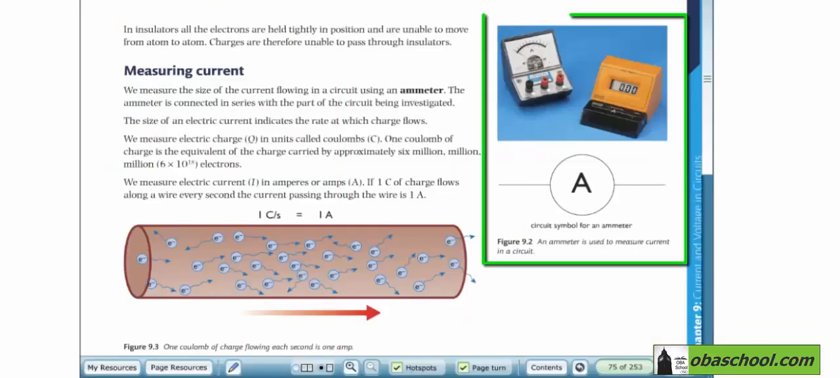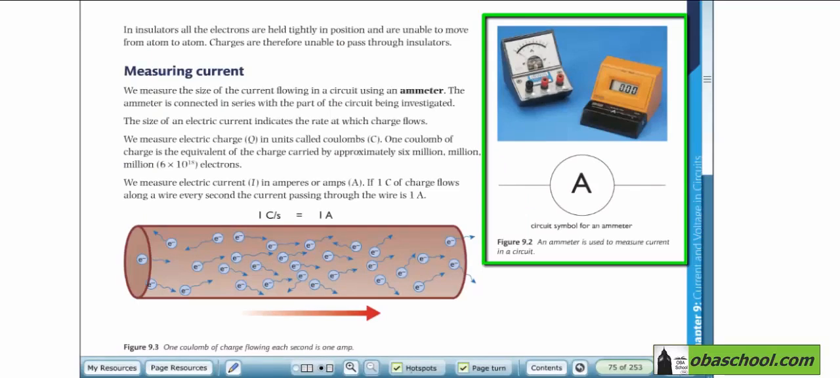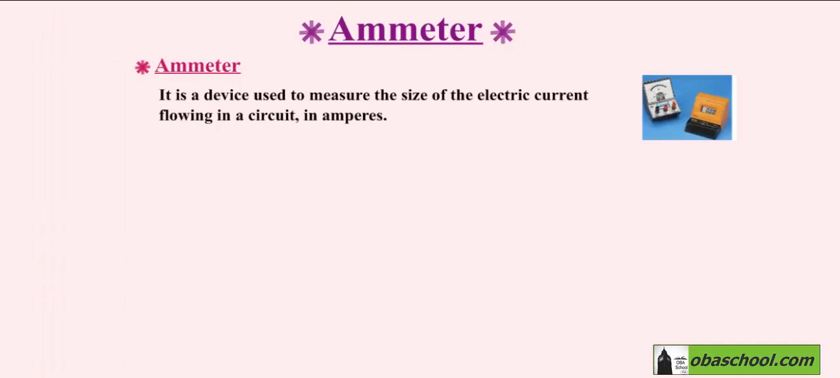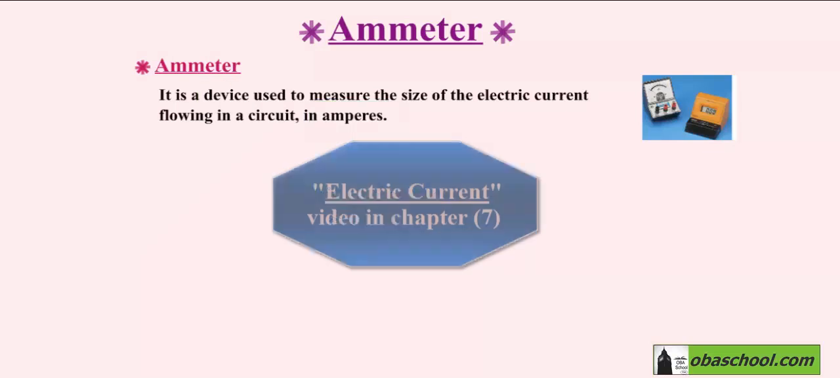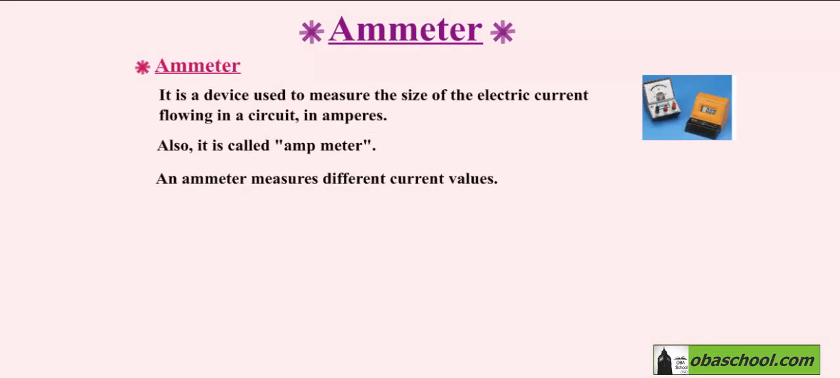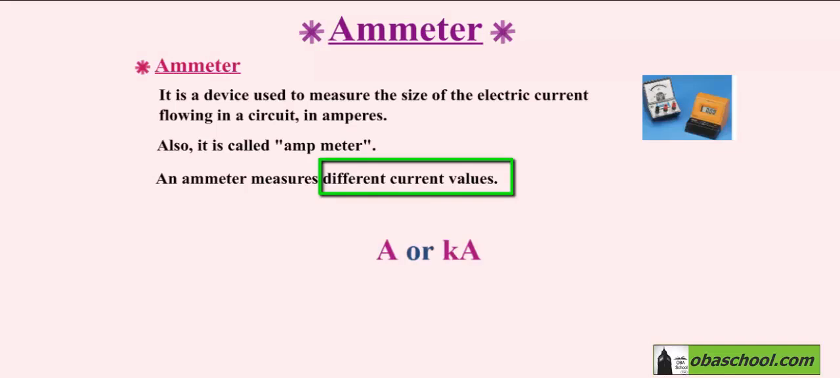In this tutorial, we're going to learn about different appliances that help us measure the different components of an electric circuit. We're going to start with the ammeter. An ammeter is a device used to measure the size of the electric current flowing in a circuit in amperes. Amperes is the unit of electric current, covered in a previous tutorial. Also, it is called an amp meter. An ammeter measures different current values, like in milliamperes, amperes, or kiloamperes.